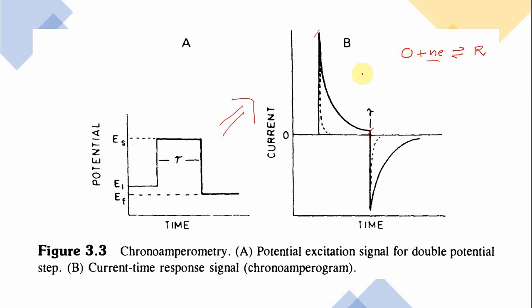Now we are looking at two lines over here. One is this solid line and the other line shows how the response was measured when only the supporting electrolyte was present. So you can clearly see that the response which is measured is a true response coming from the reduction of species O, which is converted to species R. In the case of the double step, we are looking at this part of the graph also.